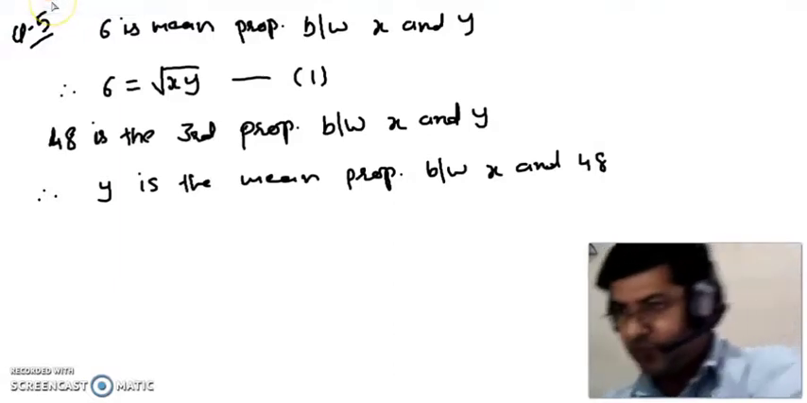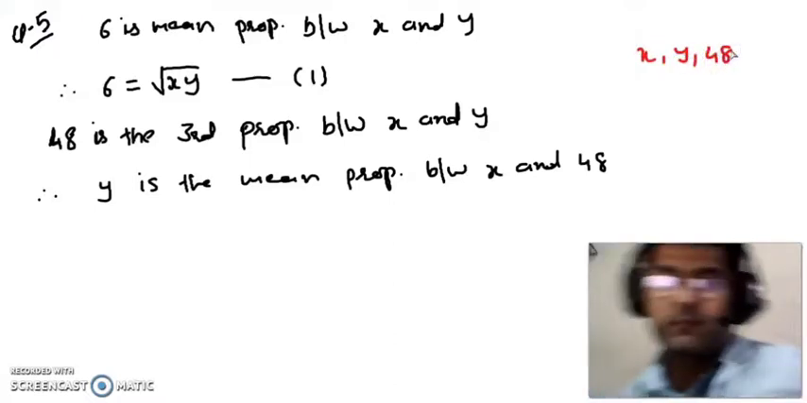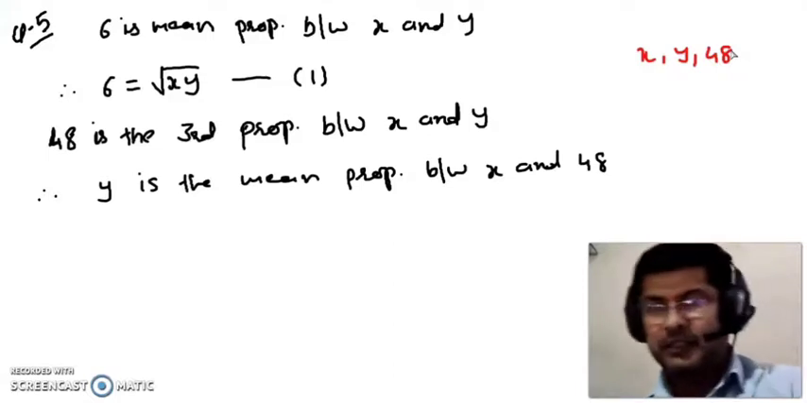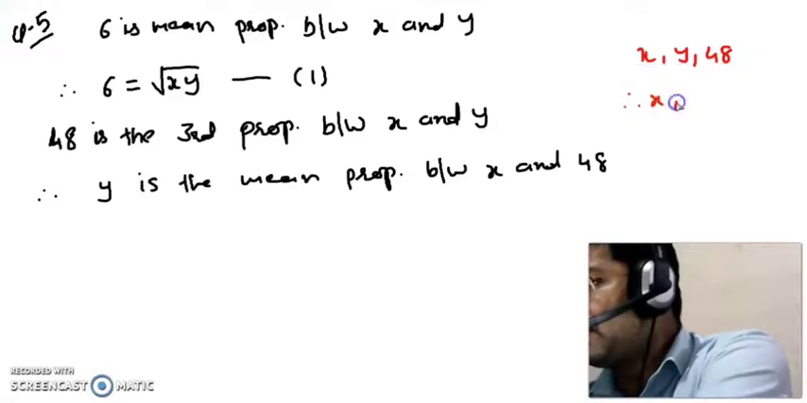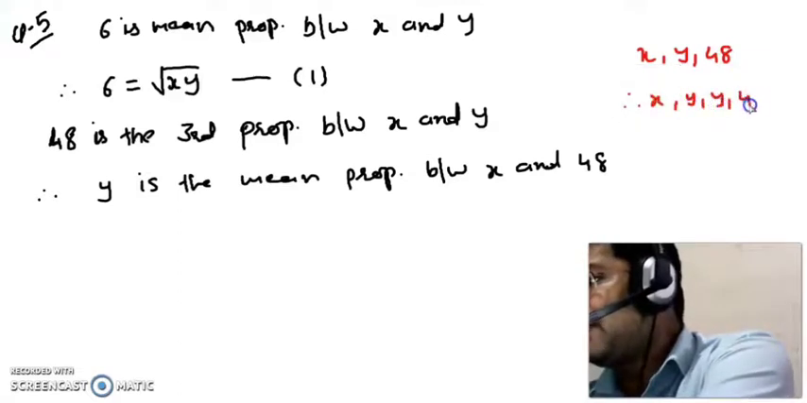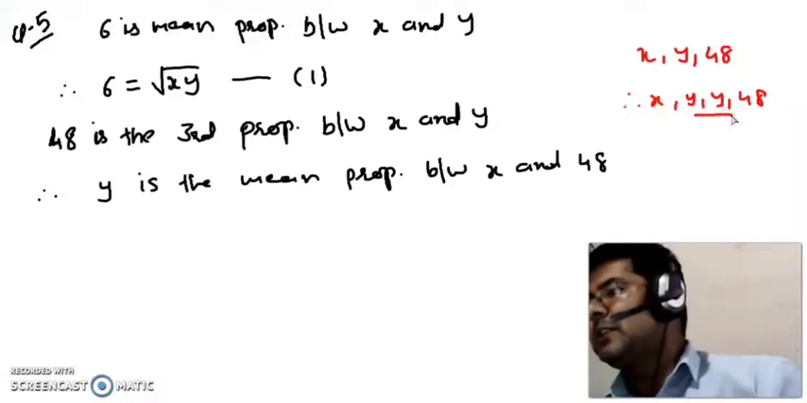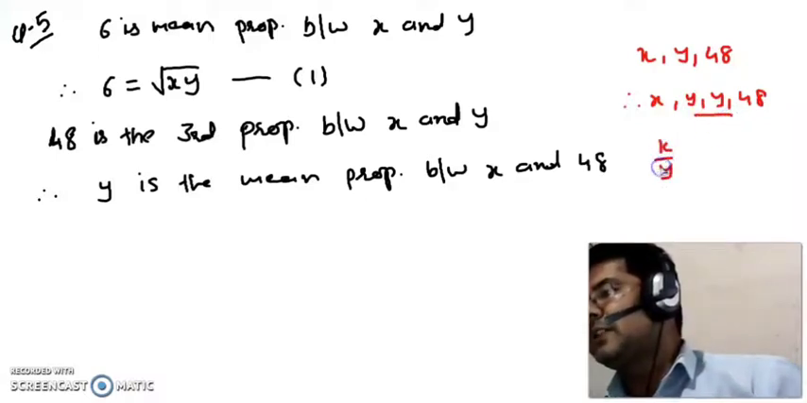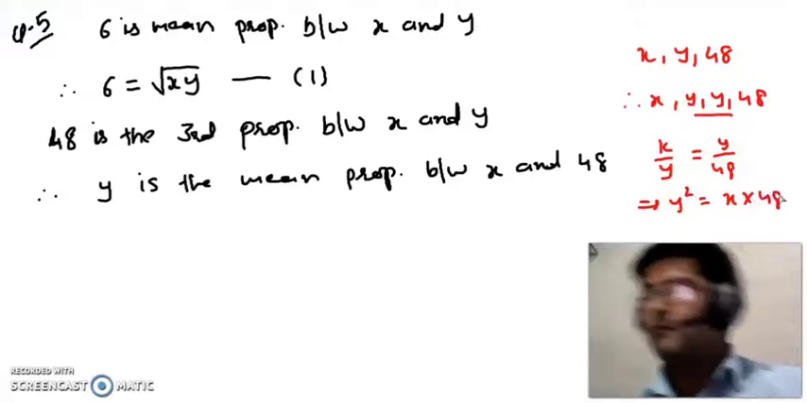Okay, since 48 is the third proportional between x and y. Look at the right side, right top. Therefore we can write that the three numbers x, y, and 48 are in proportion. So in this case, y becomes the mean proportional. Yes or no? Since we can write x upon y is equal to y upon 48, and therefore y square is equal to x into 48.